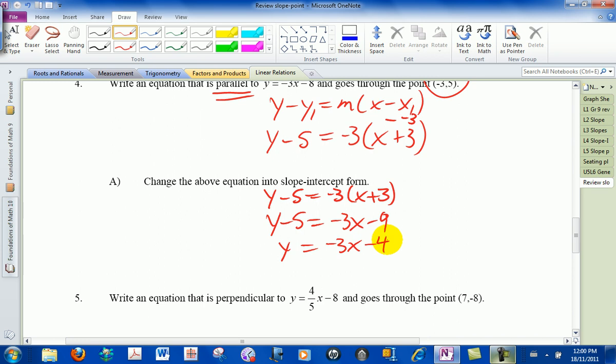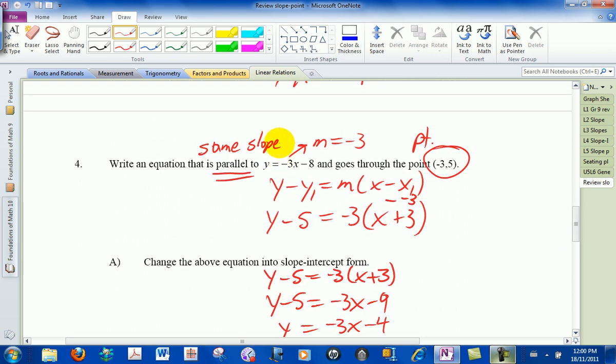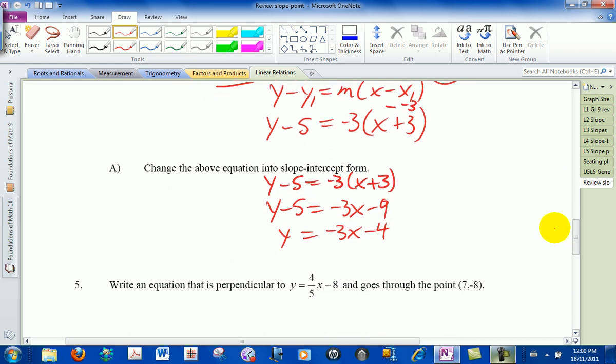Sorry, you won't get a nasty fraction. y equals negative 3x minus 4. Any questions? Yeah, Ian? My slope's negative 3 though, because it's told here it's negative 3 up top. And so you just write down negative 3. The slope has to be the same. Okay.